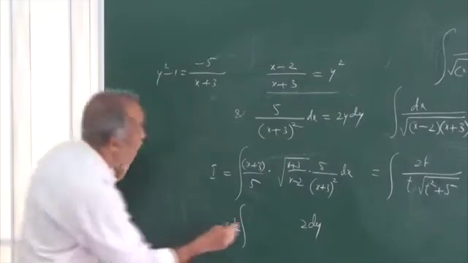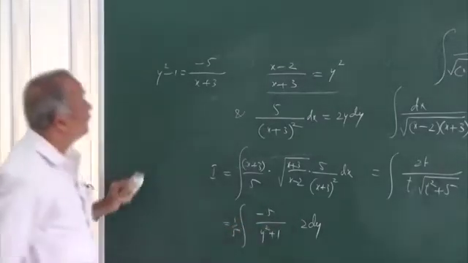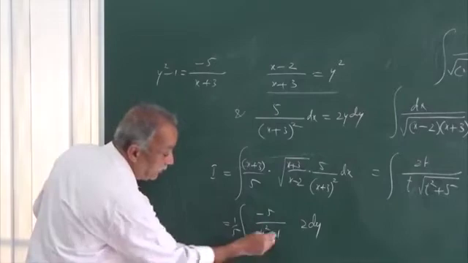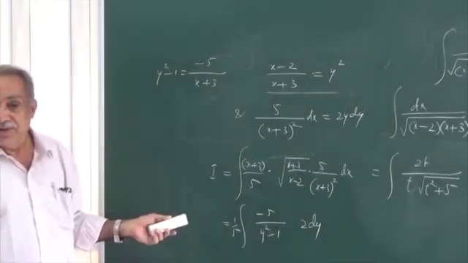Agreeable? Minus 5 by y square plus 1. Sorry, minus 1. Finished, right? Yes.